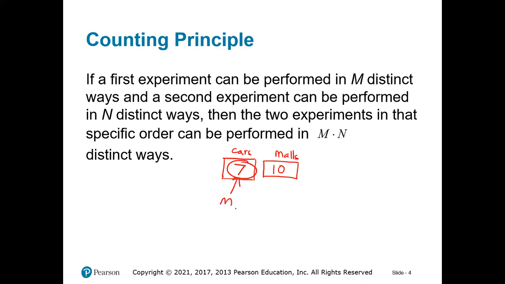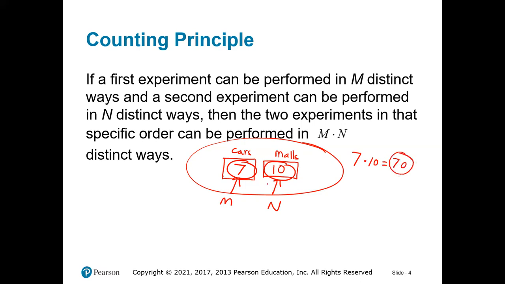So you have m different ways to do the first experiment, or the first task. And once you get into the car, then you need to decide which mall you are going to go to. We are going to assume that you're going to go to 1 mall and not 2 or more malls, just 1 mall. And then you have 10 choices. So this is your n. So in how many ways can you do the whole thing? Well, you have 7 times 10, so we have 70 different ways.